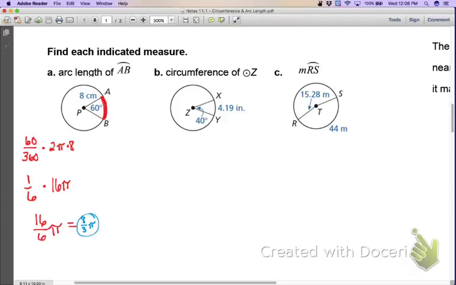On the middle one, we want to know what the circumference is all the way around. So you can do this a couple different ways. The easy way, or at least the easy way that I think, is how many 40-degree sections of this circle can I have?